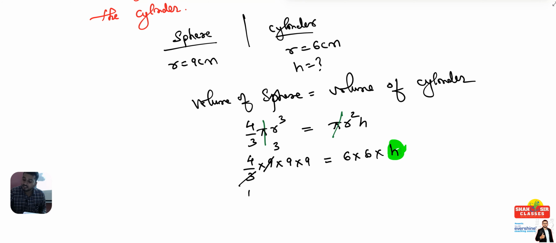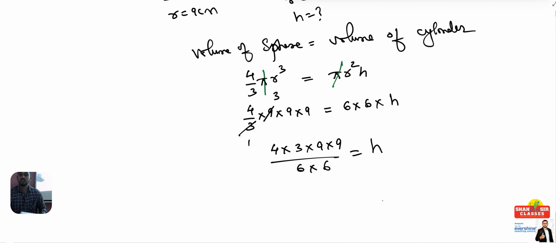Keep h as it is. This 6 into 6, this 6 into 6 bring to the denominator. Correct now? This 6 into 6 what we should do? We have to bring that to the denominator. Then what it becomes? 4 into 3 into 9 into 9 divided by 6 into 6, that is equals to h. Understood? Kept h as it is. This 6 into 6 brought down. That will become 6 into 6. Get it out? Now which we can cancel?